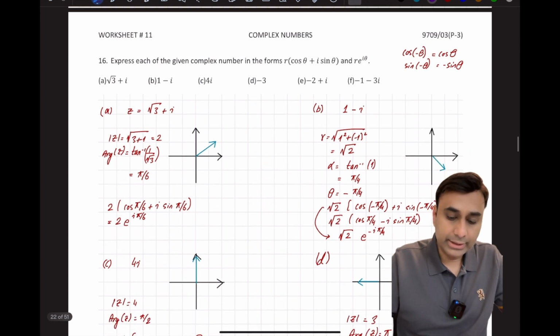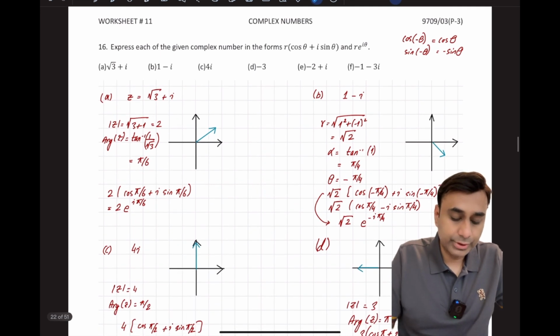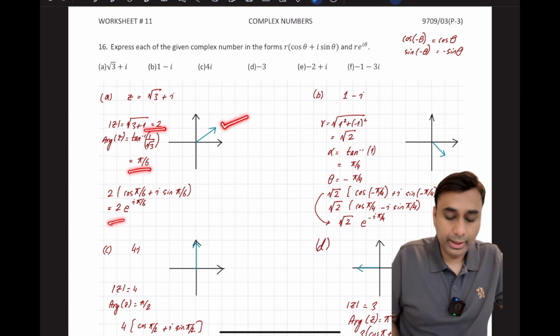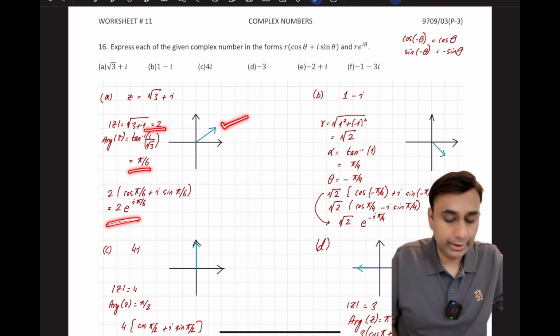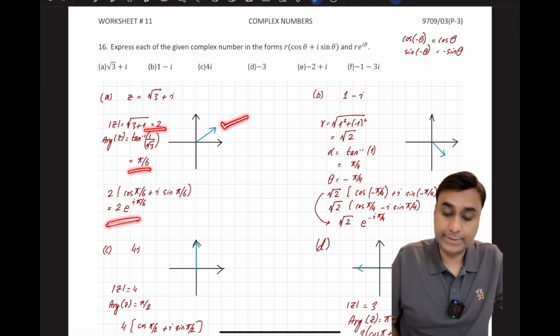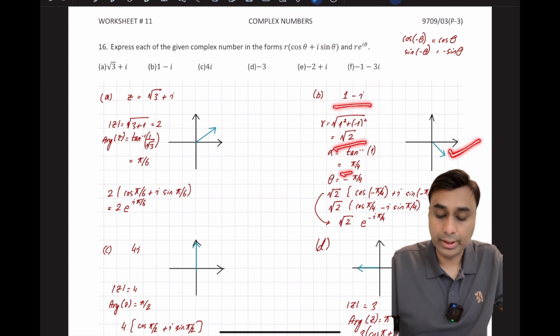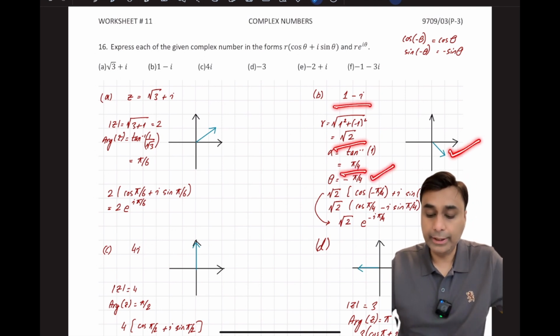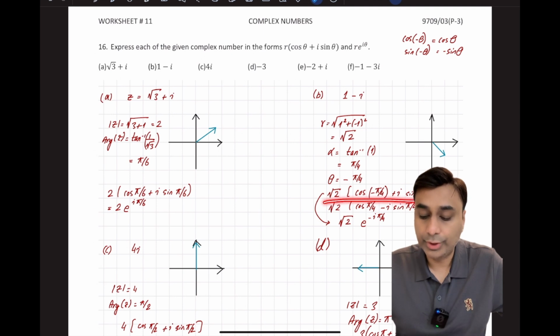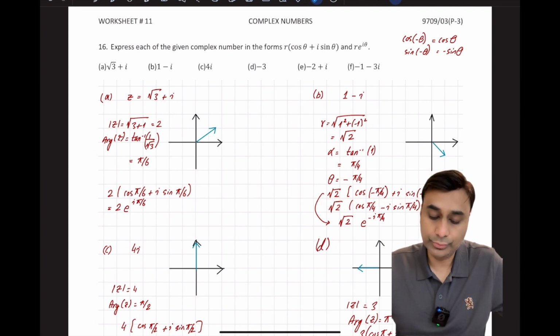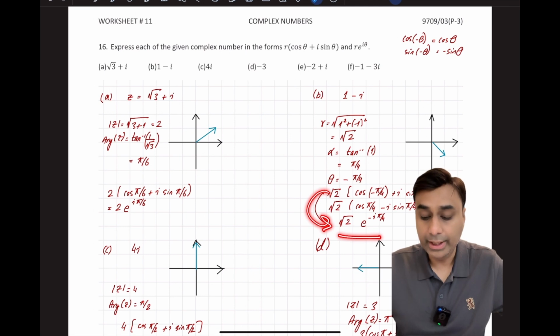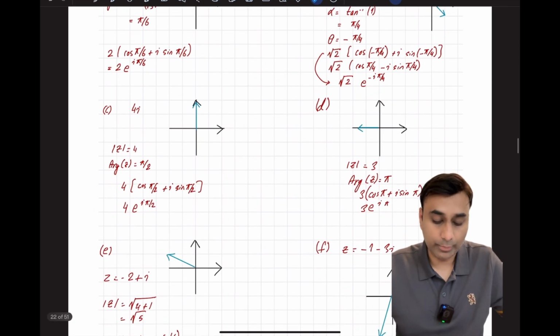Let's have a look at some more examples. These are just some solved solutions. I had root 3 plus iota. I know it's going to be in the first quadrant. I found its modulus, I found its argument, and I can get both the polar form and the exponential form. 1 minus iota would be in the fourth quadrant. So I found the modulus, I found the argument by putting a minus sign, and then I can write it down into the polar form. And I can also use that polar form to write it down into the exponential form using Euler's formula.